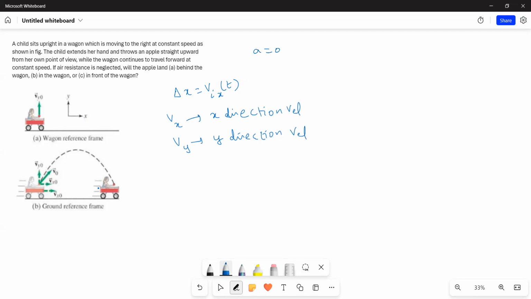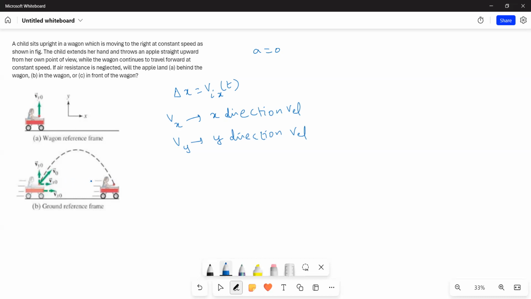We are talking about the horizontal displacement, whether the apple falls within the wagon or outside the wagon, in front or back. It falls inside the wagon because the horizontal velocity of the wagon and the apple remains the same, because no force is acting on the apple along the horizontal direction. Therefore, its velocity remains the same.